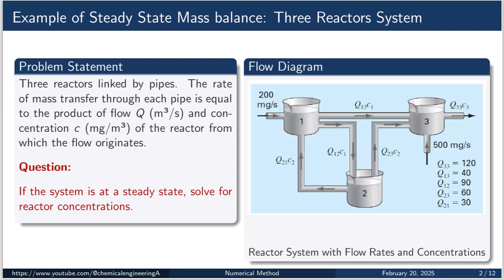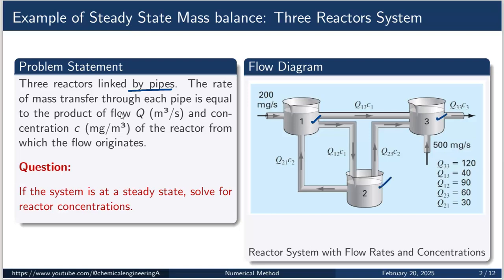Today I am going to solve one steady state mass balance problem. Here is the problem statement. Three reactors linked by pipes. So here are three reactors: reactor 1, reactor 2 and reactor 3.